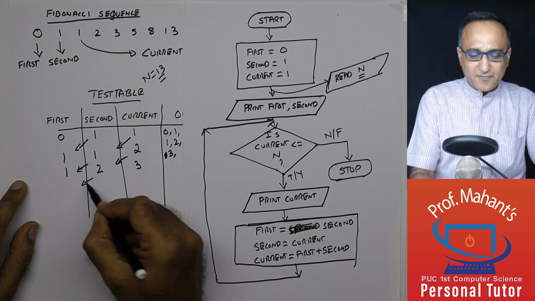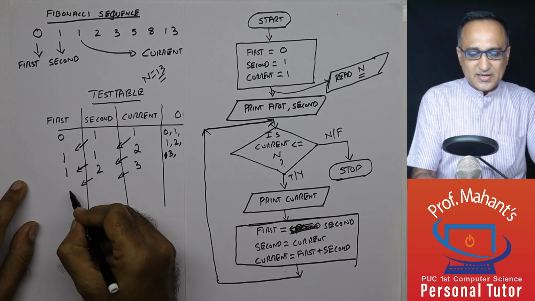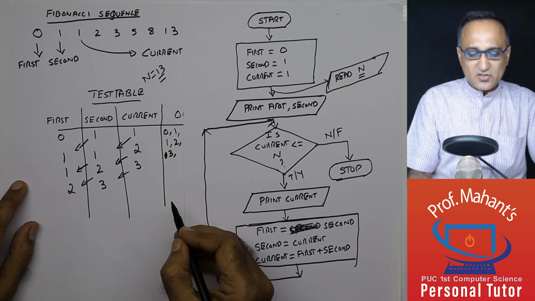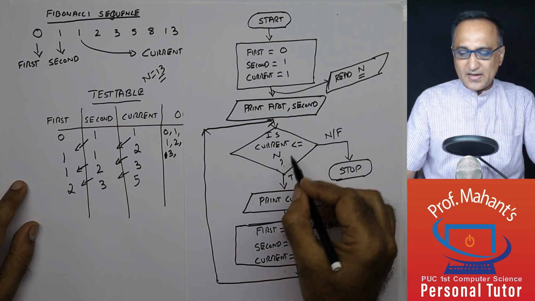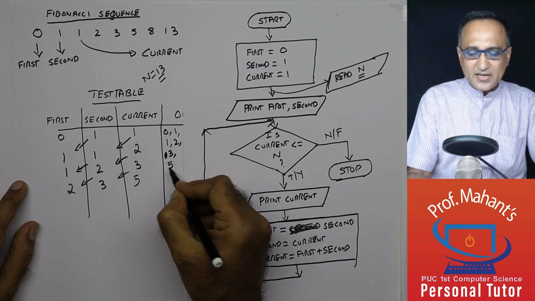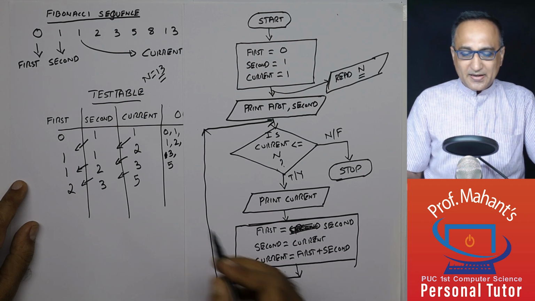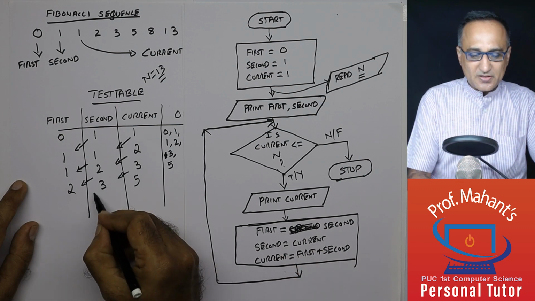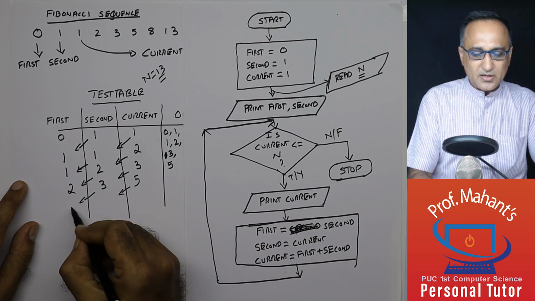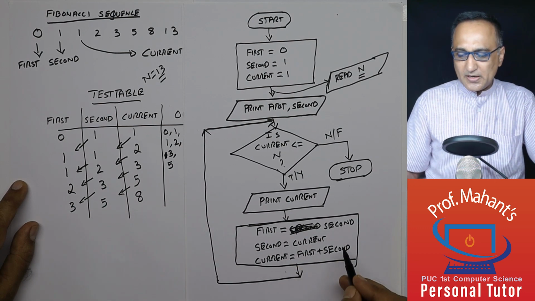Now again there is a shift. Okay. Second goes to first, current goes to second, and current is first plus second. This is 2, this is 3, and this is 5. 5 is less than or equal to n. Print current. So if I am printing after 3, the next value is 5. Now 5 is still less than or equal to 13. Alright, so I have printed current and I have come here. Now after printing current, I am again doing this exchange here. This again moves here. This moves here. This becomes 3. This becomes 5. Current becomes 8 according to this particular logic.